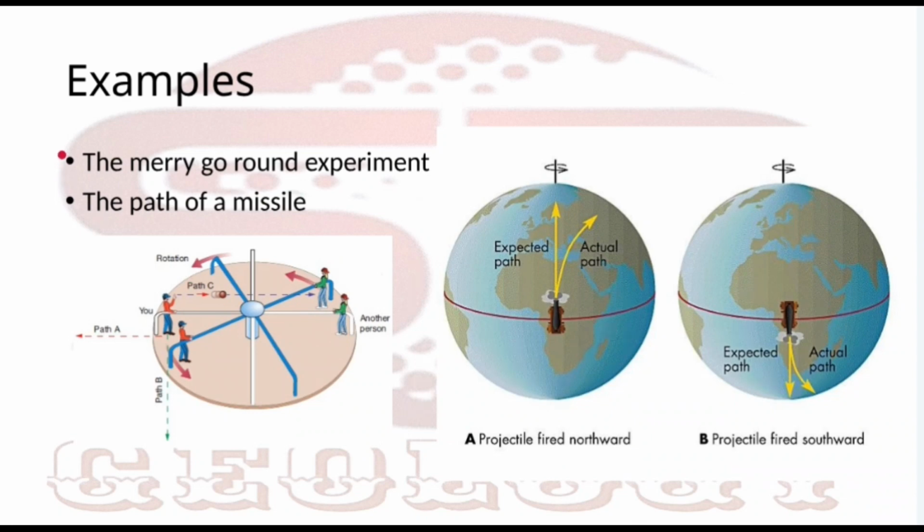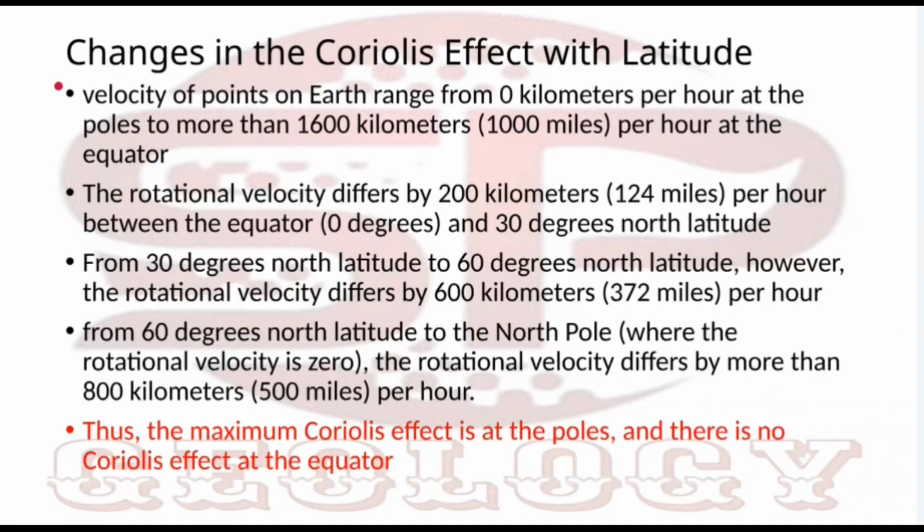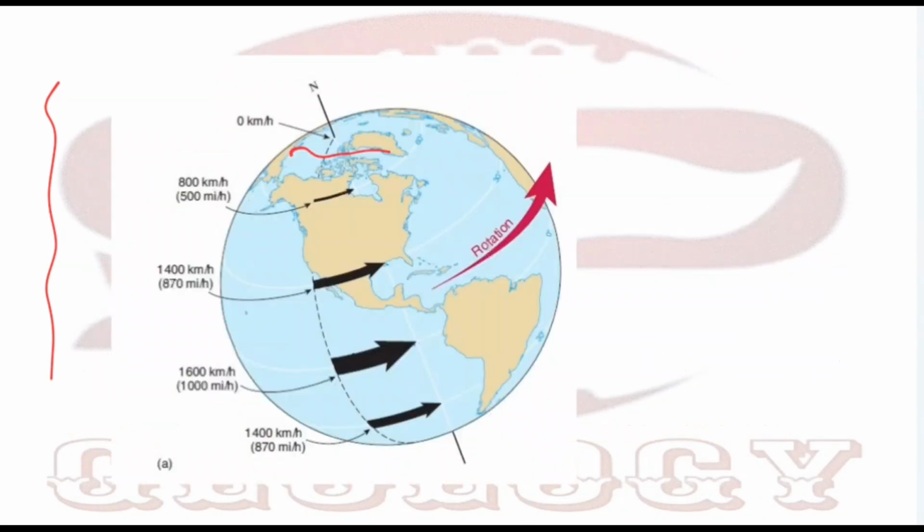You can take an example to understand better: the merry-go-round experiment, which is available on YouTube. You can see the path of the missile. If you are targeting this area, you have to throw the missile in a different direction so that it will deflect to that target. So you have to calculate the Coriolis effect. The cause we have already explained: due to different velocity, the effect intensifies when the velocity decreases. So it is 0 at the equator and maximum at the pole.